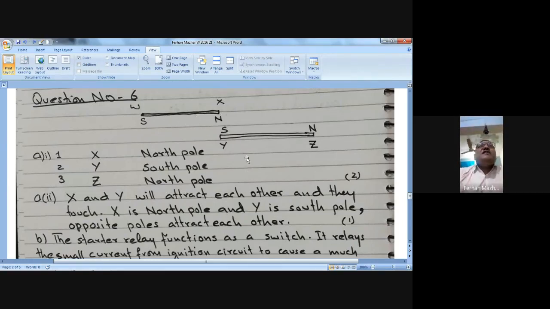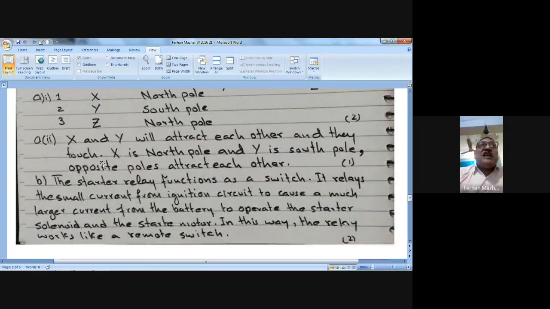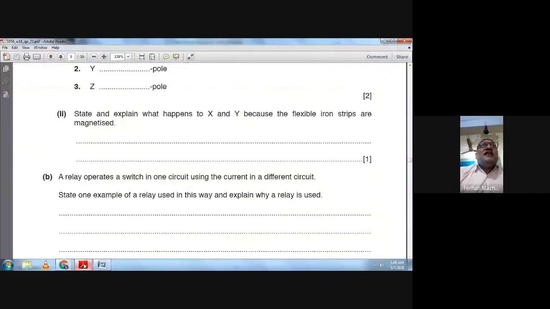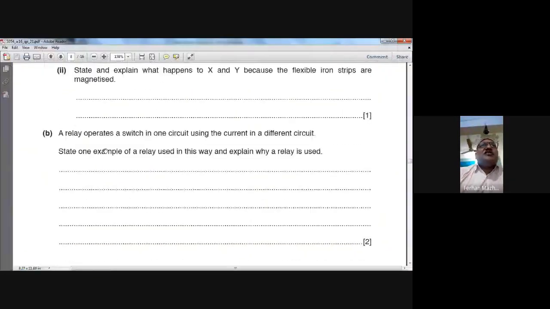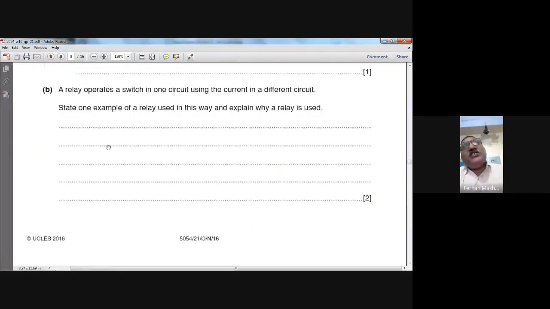X and Y, I have written this answer. X and Y will attract each other and touch. X is a north pole and Y is a south pole. Opposite poles attract each other. It's a one mark question. The next question is B. A relay operates a switch in one circuit using the current in a different circuit. State one example of a relay used in this way and explain why a relay is used.